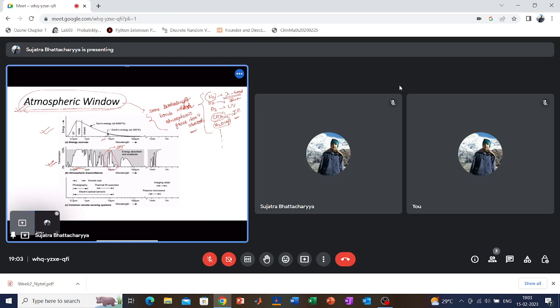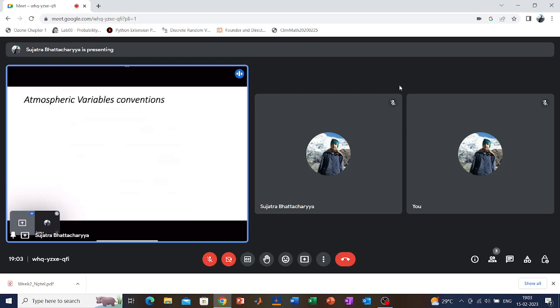The next thing is the atmospheric variable conventions. For example, in which direction you should consider to be positive. There are many vectors, for example u wind, v wind, w wind, right? So first of all, let me tell you what is the meaning of zonal direction, meridional direction, and vertical direction.